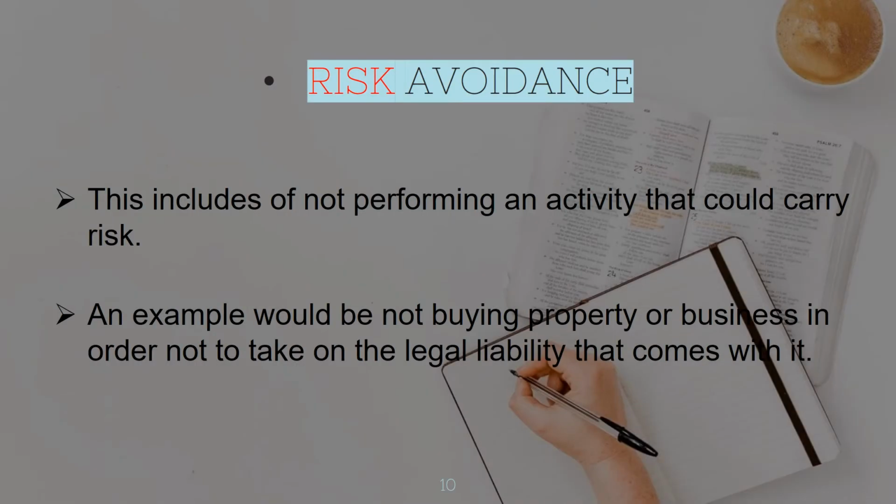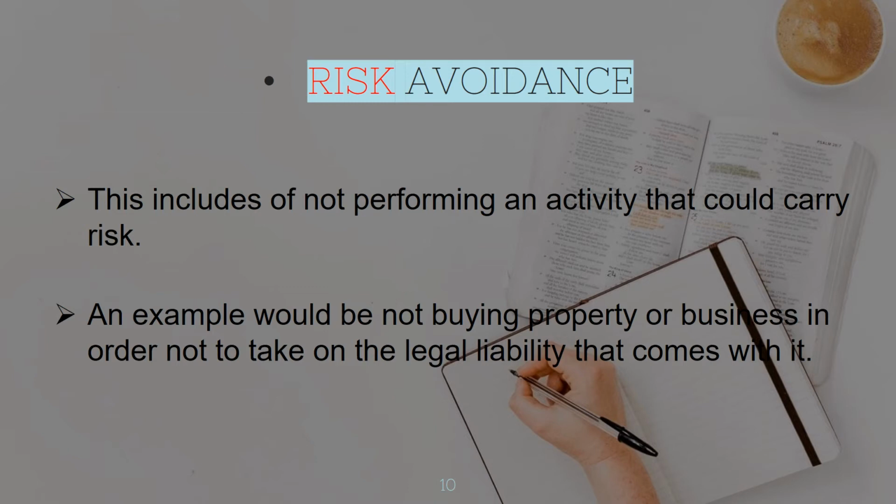The first is risk avoidance. Risk avoidance is not performing any activity that may carry risk. A risk avoidance methodology attempts to minimize vulnerabilities that can pose a threat. An example would be not buying a property or business in order not to take on the legal liability that comes with it. Not entering a business to avoid the risk of loss avoids the possibility of earning profits.